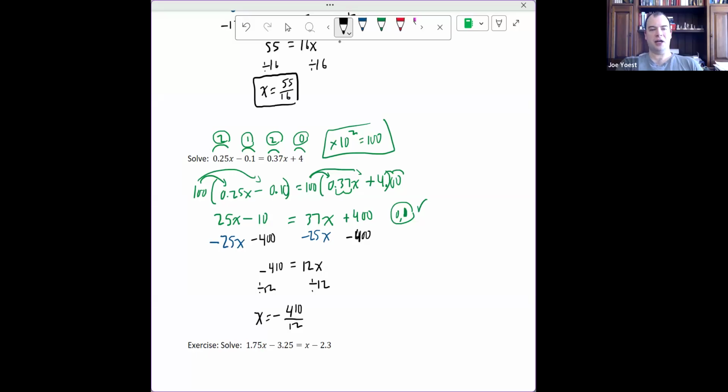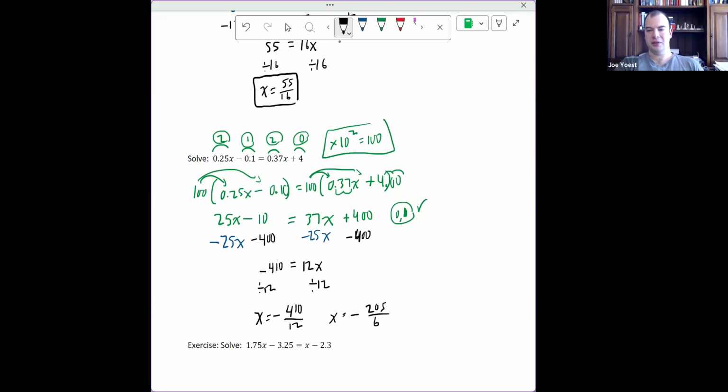And as always, I look for common factors. I see that they're both even numbers. There's a factor of 2 in 12. There's also a factor of 2 in 410. So what's that going to be? Negative 205 over 6.